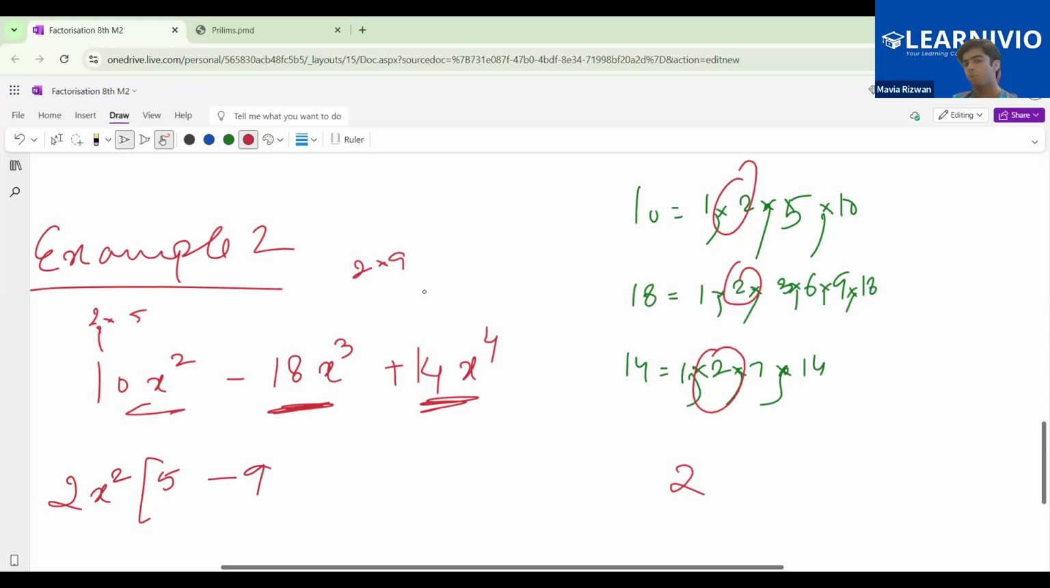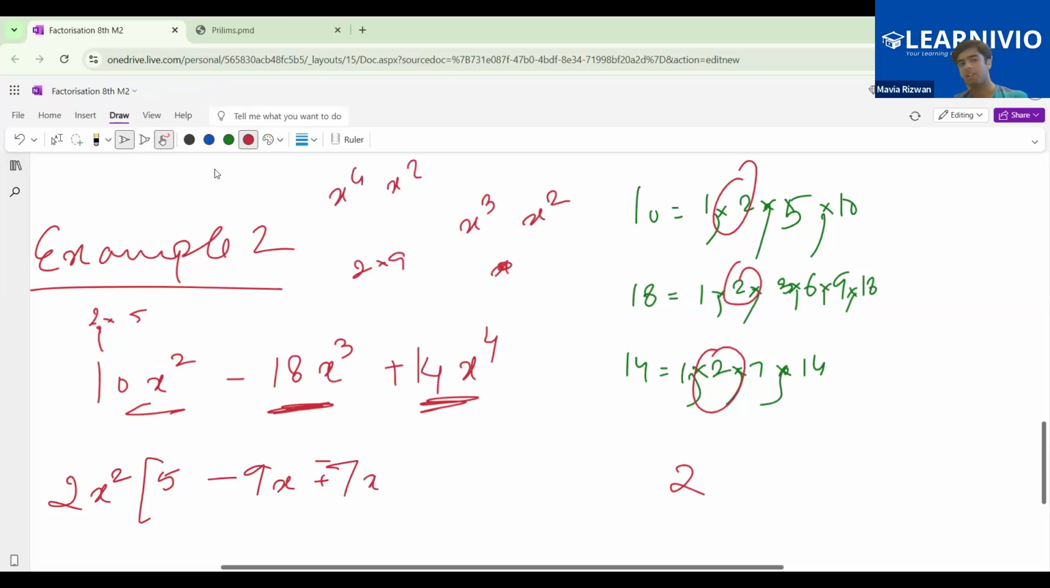9, and out of x cube I took out x square. I'm left with x. Okay, and plus 14, I took out 2, so 7 I'm left with, because 2 7s are 14. And out of x raised to the power 4 I took out x square, so I'm left with x raised to the power 2.